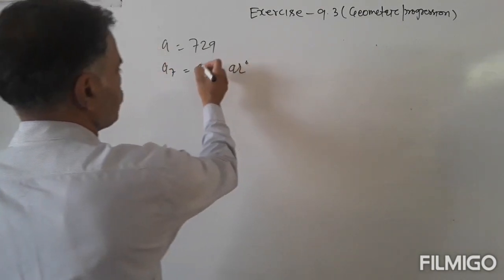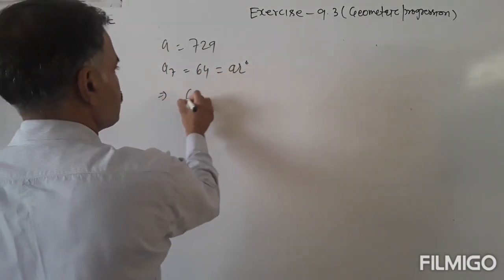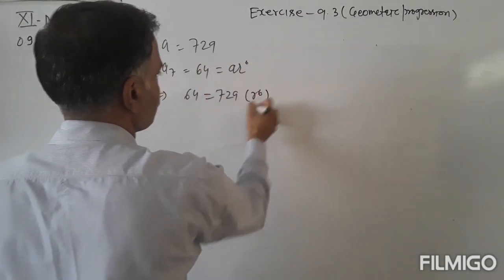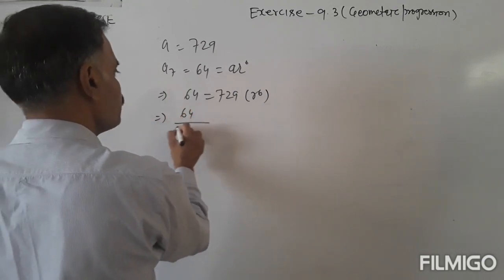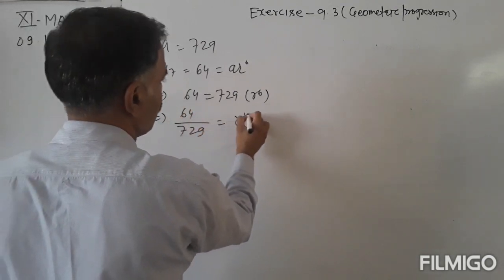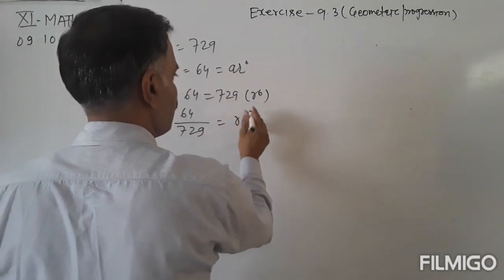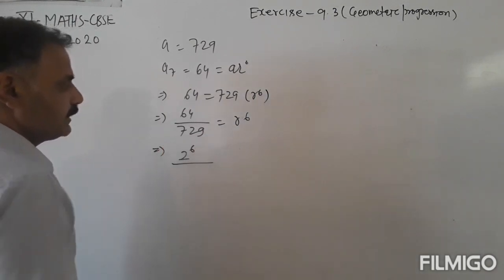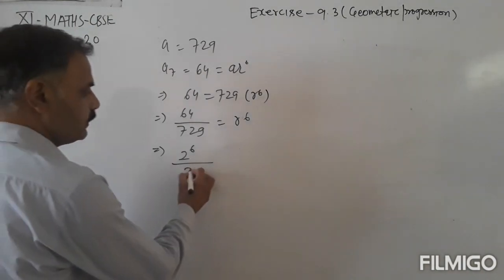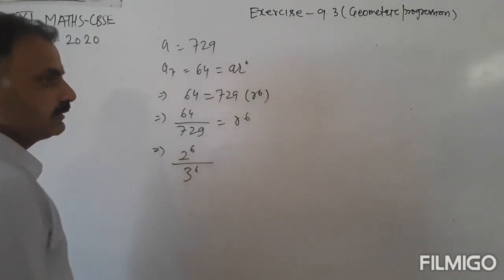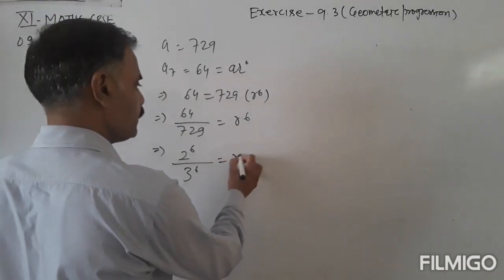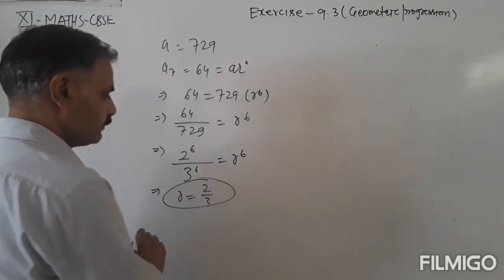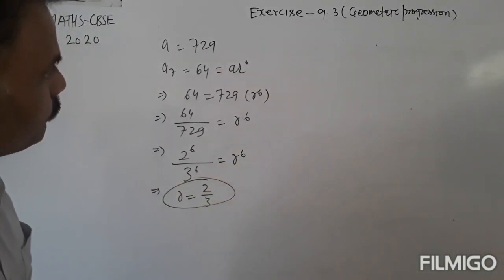Okay, so ar to the power 6 equals 64. 64 is equal to a, which is given as 729, times r to the power 6. So 64 upon 729 is equal to r to the power 6. 64 can be written as 2 to the power 6, and 729 can be written as 3 to the power 6, equals r to the power 6. So r is equal to 2 upon 3. The common ratio is equal to 2 by 3.